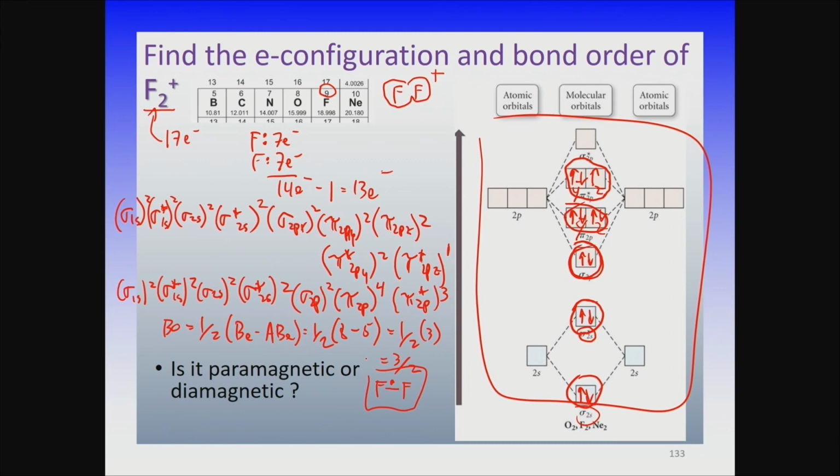Now the last question we're going to ask is: is this molecular cation paramagnetic or diamagnetic? And so I think what you can see is that we have 1 orbital here that is filled with just 1 electron. If that is the case, that renders the molecule paramagnetic. Okay, so let's move on.